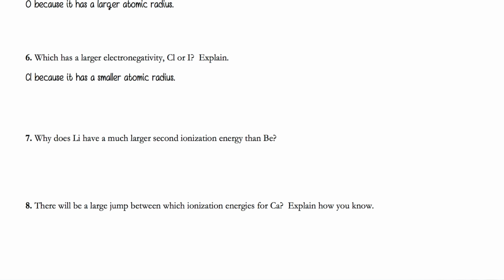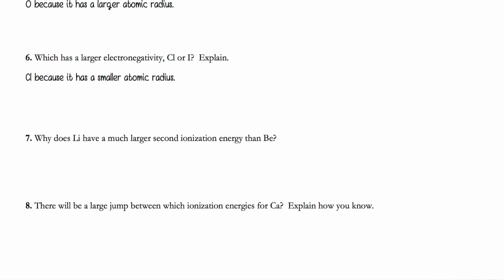Right, for number 7, why does lithium have a much larger second ionization energy than beryllium? Okay, well, lithium has one valence electron. So to remove the second electron is going to require a lot of energy. Meanwhile, beryllium has 2 valence electrons. So it's pretty easy for it to lose the first 2 valence electrons, but the third electron is going to require a lot more energy.